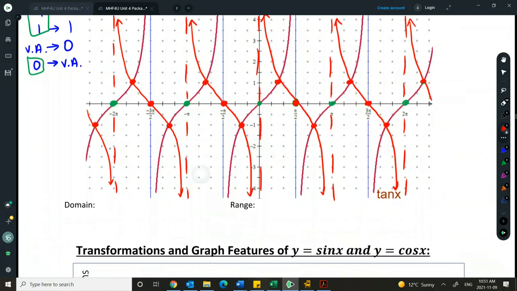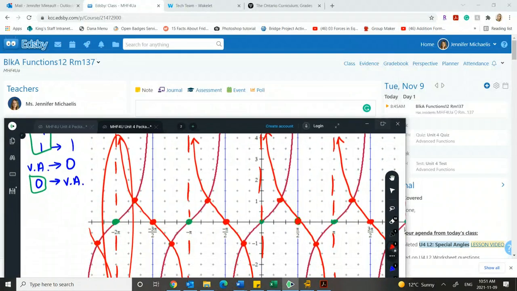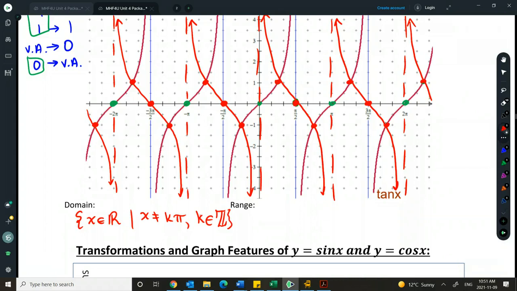All right, so the domain. Notice that our new asymptotes are all happening at negative 2 pi, negative pi, 0, pi, 2 pi, 3 pi, 4 pi, 5 pi, and so on. This is the same domain as what we had for cosecant. So all I need to say is that x should not equal k times pi, where k is an integer. So whole number or a negative number, right? Whole positive or negative number.